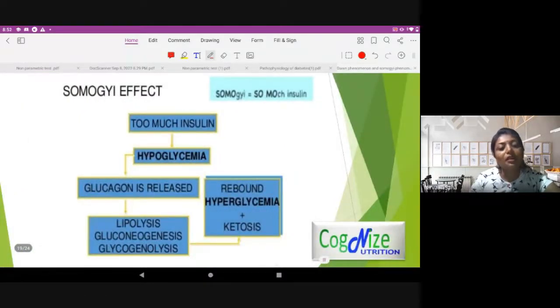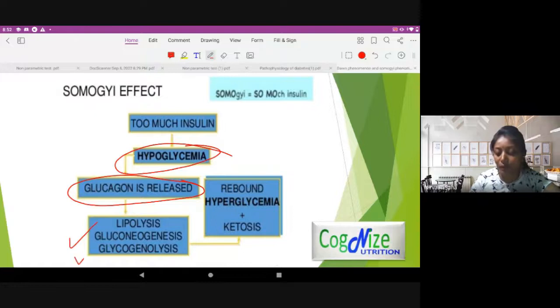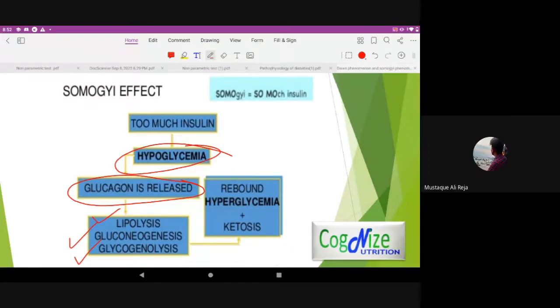Okay, now in Somogyi effect, what we have learned is that there will be hypoglycemia, right? We have also talked about glucagon secretion. Now tell me one thing, whenever there is glucagon secretion, what are the other pathways which will become activated in the presence of glucagon? You have told about gluconeogenesis, you have told about glycogenolysis. What about lipolysis? Yes, Ali Reja, please tell me. Yes, ma'am, there is an ornithine cycle also.